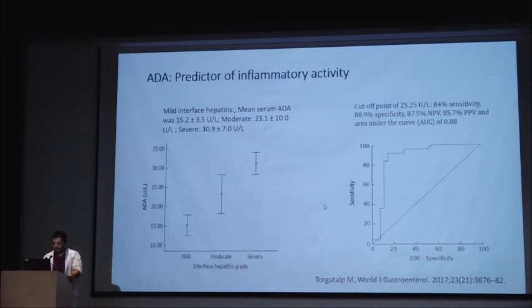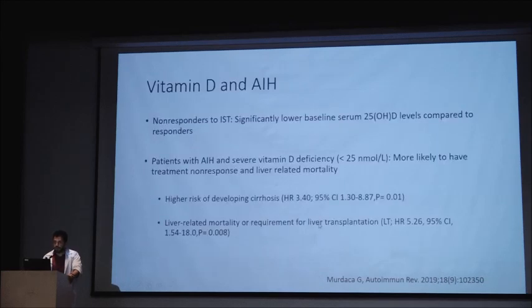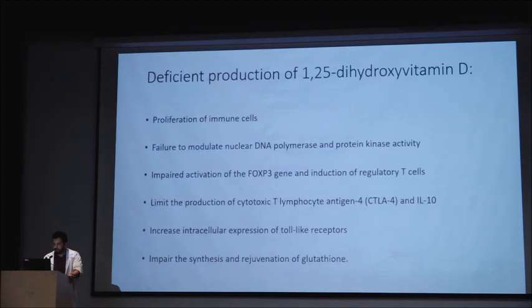in autoimmune hepatitis. The level of vitamin D also has been shown to correlate with the severity of the autoimmune hepatitis. Patients with a lower serum vitamin D level at the baseline are more likely to have treatment non-response and higher liver-related mortality. They had a higher risk of developing cirrhosis with a hazard ratio of 3.4 and a higher risk of liver-related mortality or requirement for liver transplant with a hazard ratio of 5.2.